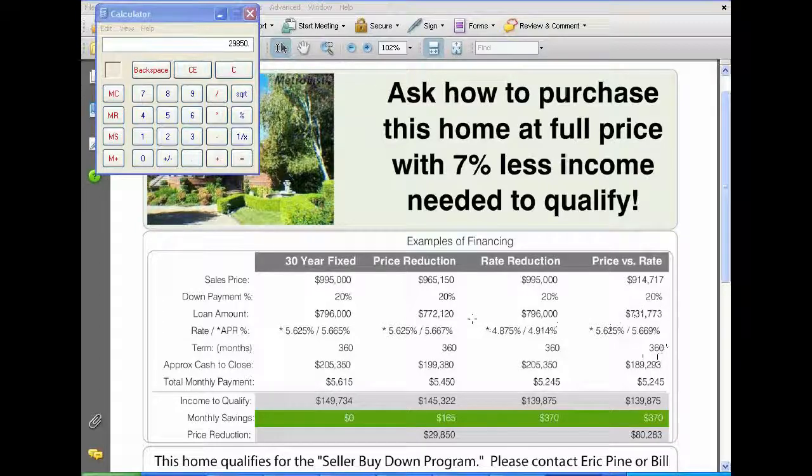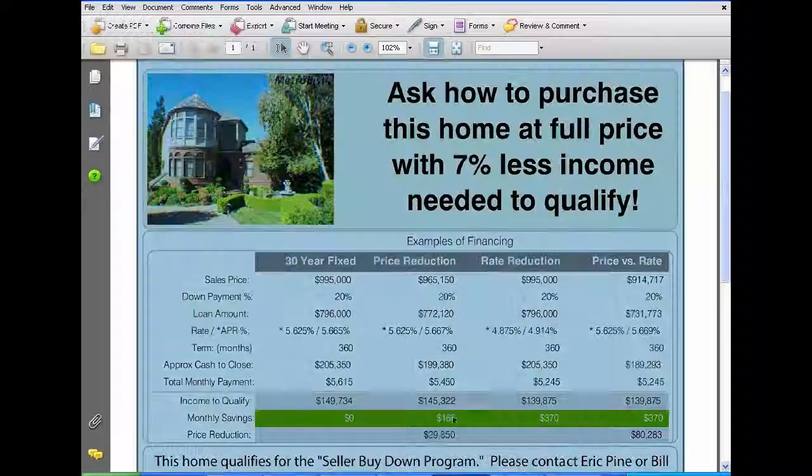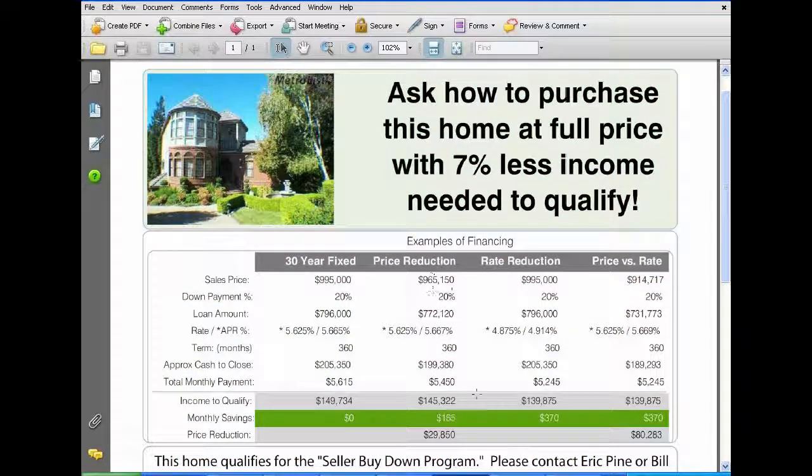So the seller would net the same. He's giving that $29,850 away. Both options go to the buyer, but one is dropping the price and the other is using that same amount to pay down the interest rate. So the seller is going to net the same. It benefits the buyer more, and it opens up the pool of how many people can qualify for that loan to buy that house.